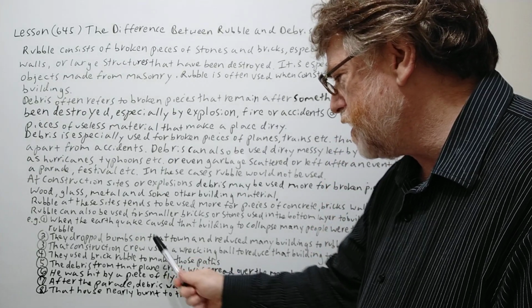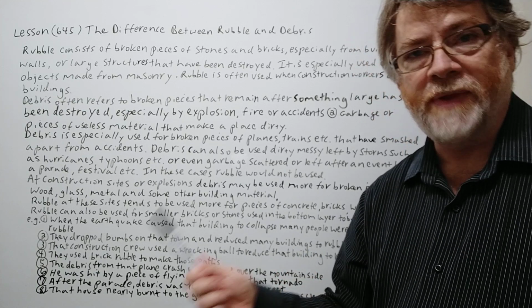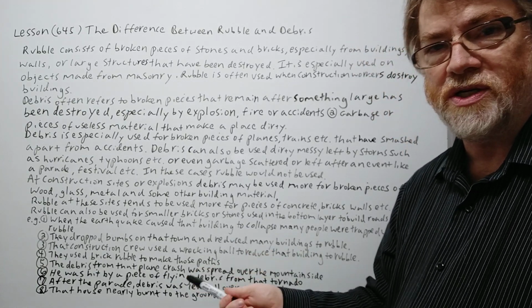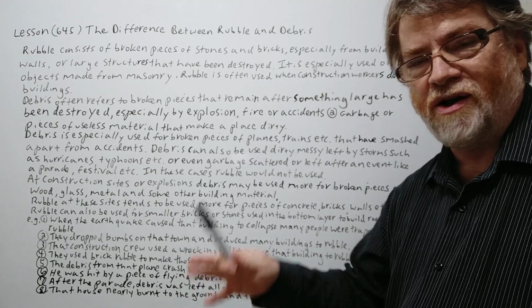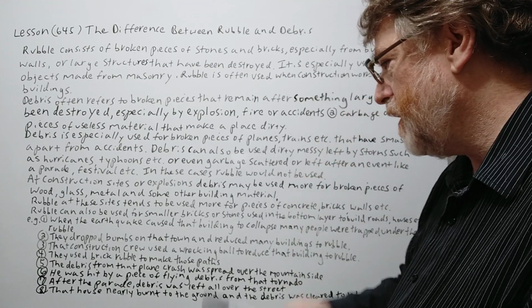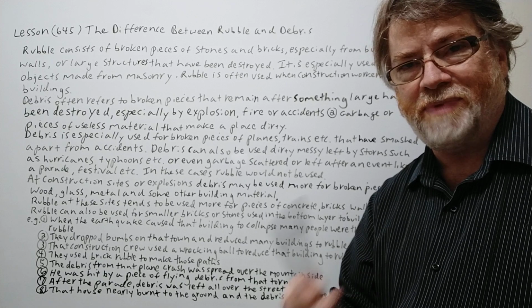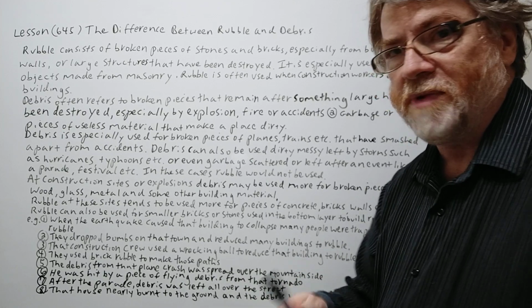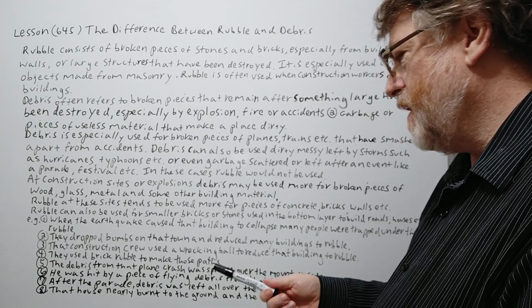Number 3, that construction crew used a wrecking ball to reduce that building to rubble. Yeah, so again, especially in construction sites when they're knocking stuff down, especially the big pieces that are first knocked down would usually be referred to as rubble. Number 4, they used brick rubble to make paths. All right, now this is the building part of rubble. These would be much smaller stones or bricks, of course.